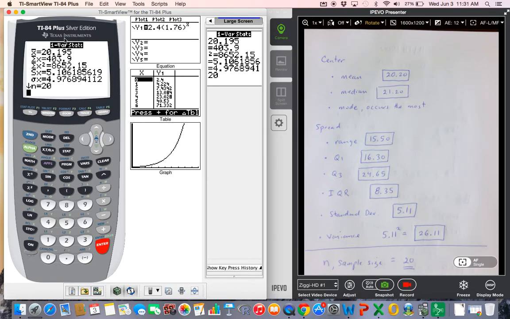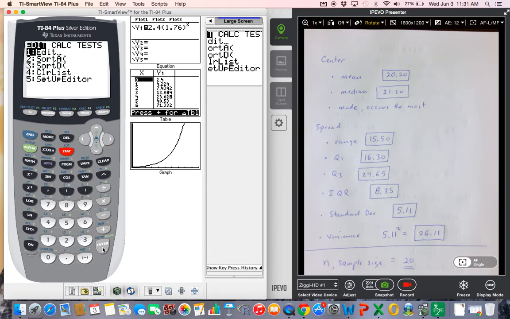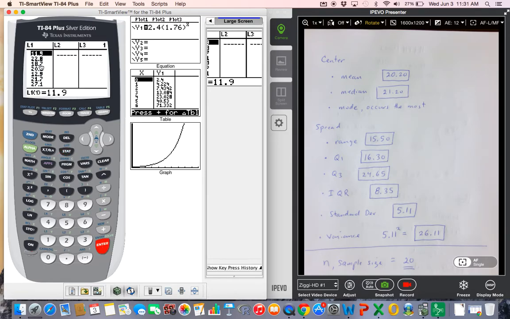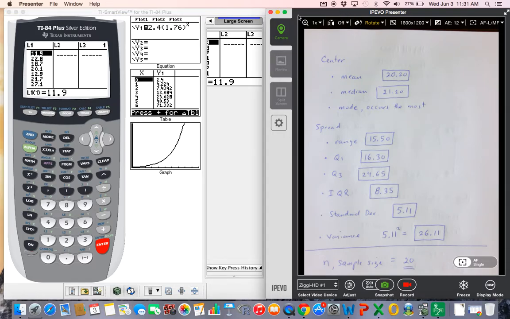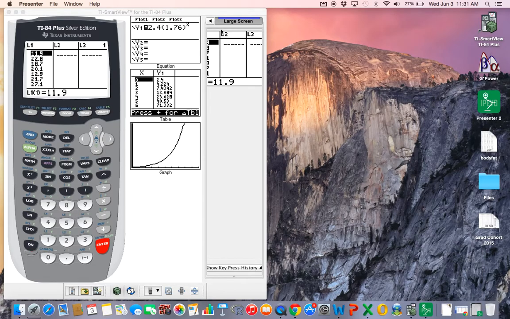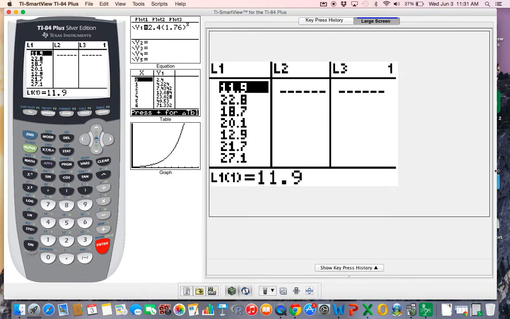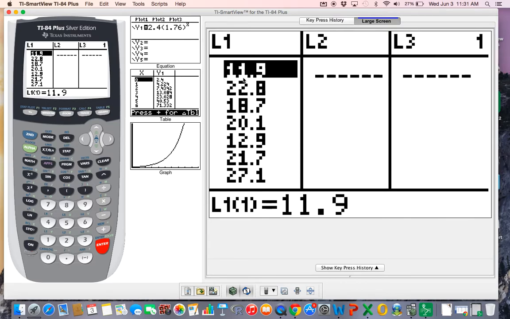Okay, now the mode. A kind of cool way to do this: when I go back and look at my data set, it's really hard to see if there's any repeated data. Let me make this larger. It's hard for me to look down through here and see if there's any repeated data, but there's a function on your calculator that makes this kind of cool.